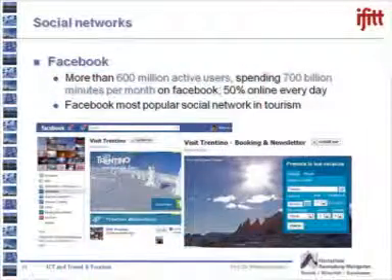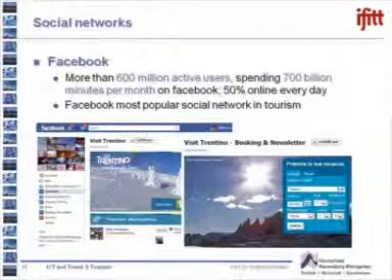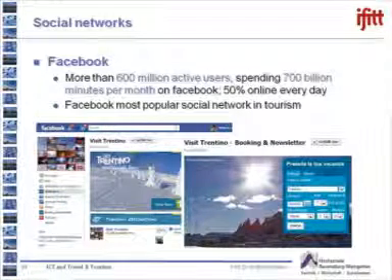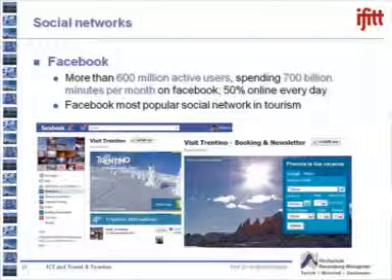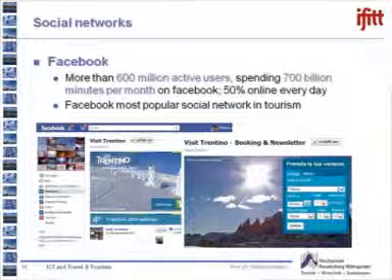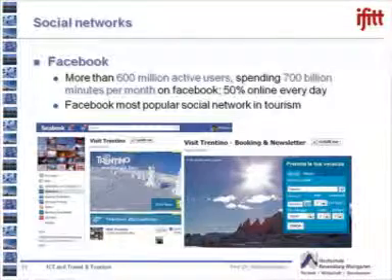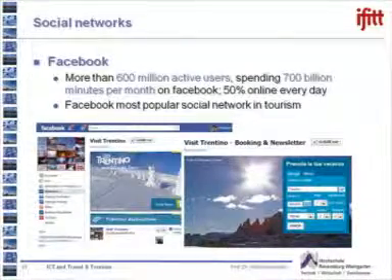Facebook is a social network. All of you know Facebook. 600 million active users, 700 billion minutes per month are spent on Facebook. 50% are going on Facebook every day. It's a huge amount of users there. It's the most popular social network in tourism at the moment. Just 2 examples. You can do more or less everything you can do on a website. You can even enable reservation and booking on Facebook.